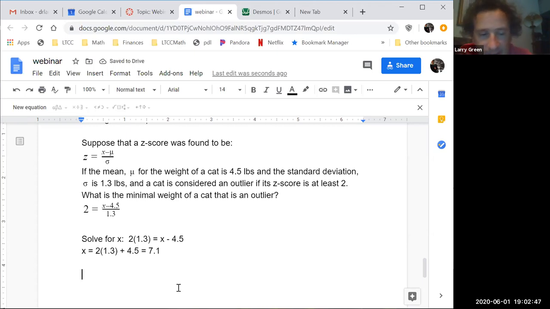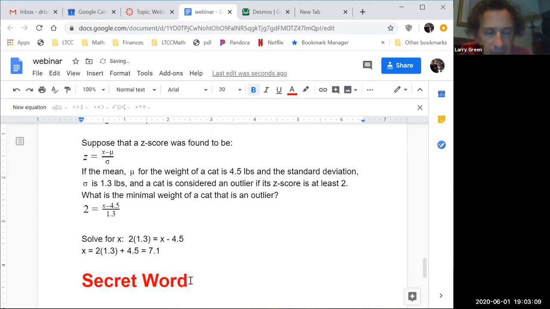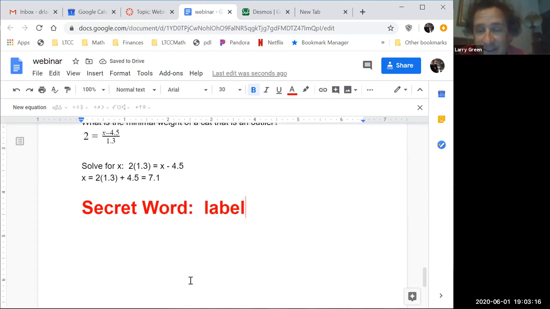It is a little past 7, so it's just about the right time. And the secret word? The secret word of the day is label, because you want to label your axes. When you're drawing the XY axes, you want to label what they're called.